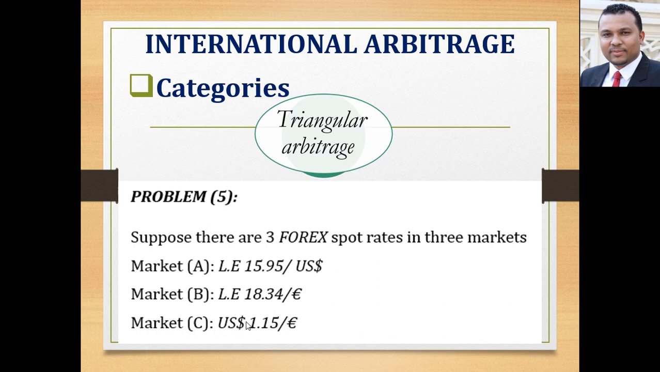equals 15.94. This is the calculated or cross forex rate: 15.94 Egyptian pound per US dollar. When we compare the 15.94 Egyptian pound per US dollar, this is the cross forex rate, with the published forex rate of 15.95 per US dollar, there is a gap, maybe 0.01, but mainly a gap between the cross forex rate and the published forex rate. When the gap exists, we say triangular arbitrage is possible. Triangular arbitrage is possible. This is the first requirement.